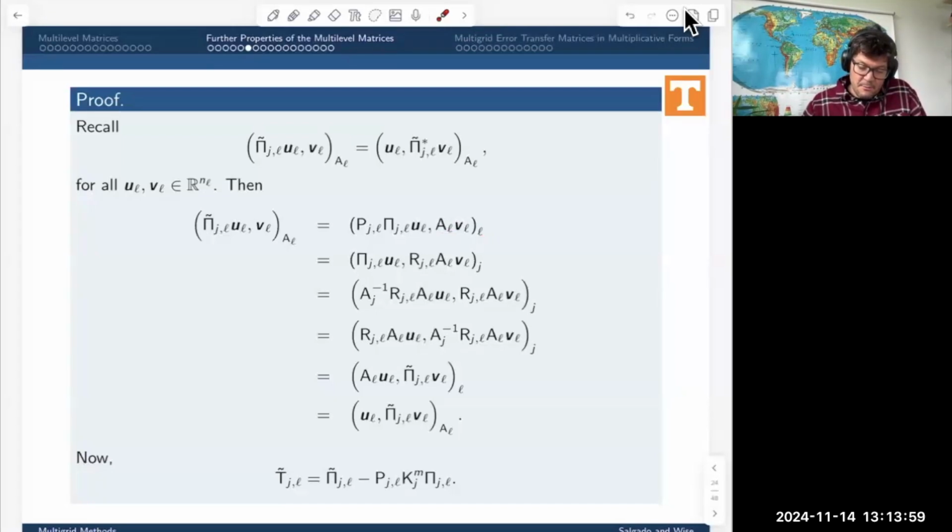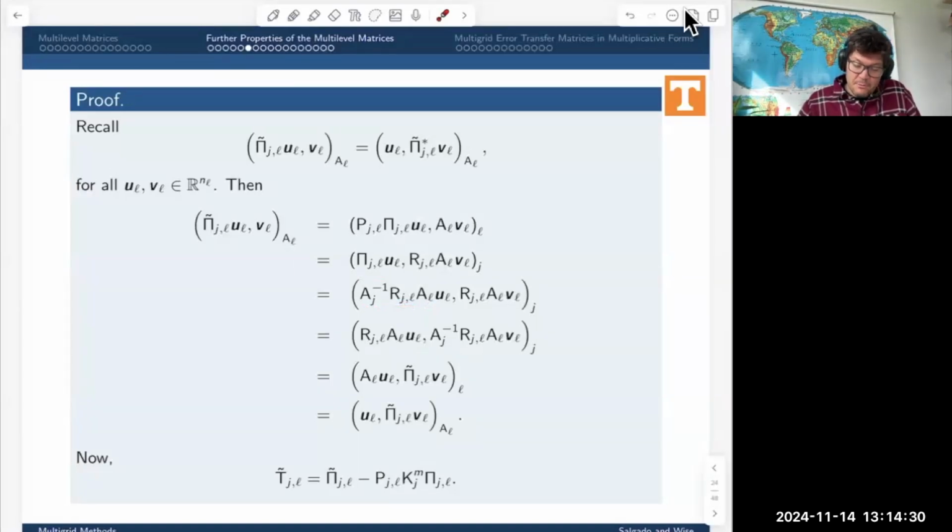So what's next? The next thing I want to do is take the transpose of this matrix, and transposes happen in the usual way with respect to the Euclidean inner products. So when I move this guy over, it picks up a transpose, but of course, that is just the definition of the restriction matrix. All right, now I can use the definition of this pi JL matrix. It's AJ inverse RJL AL. Okay, everything else is the same.